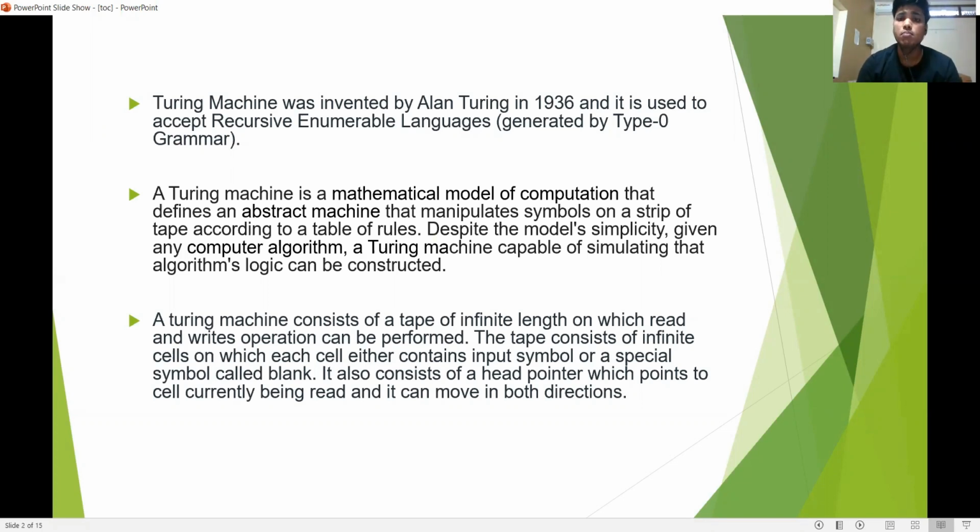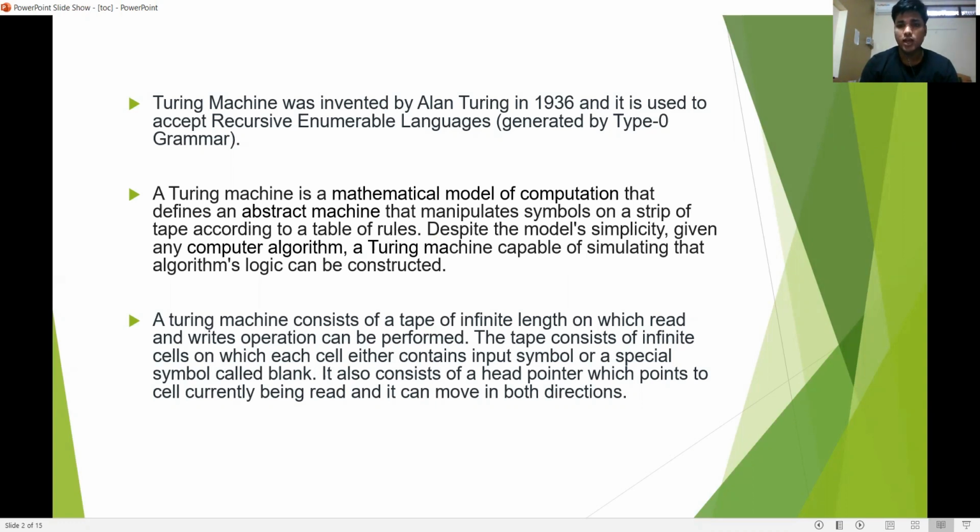Despite the model's simplicity, given any computer algorithm, a Turing machine capable of simulating that algorithm's logic can be constructed. The Turing machine consists of a tape of infinite length on which read and write operations can be performed. The tape consists of infinite cells, where each cell either contains an input symbol or a special symbol called blank.